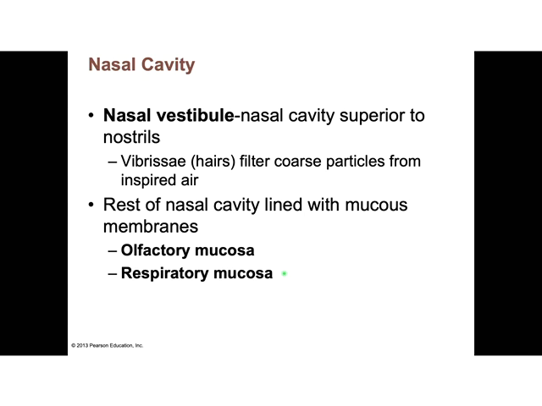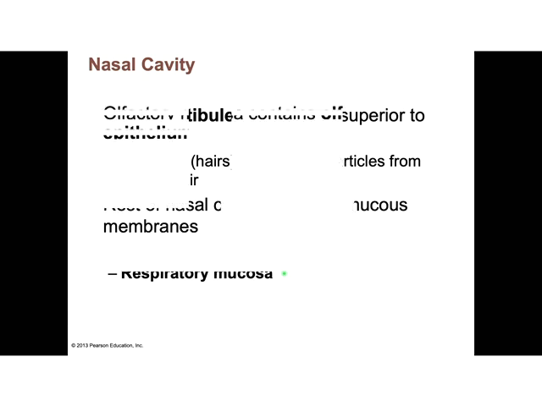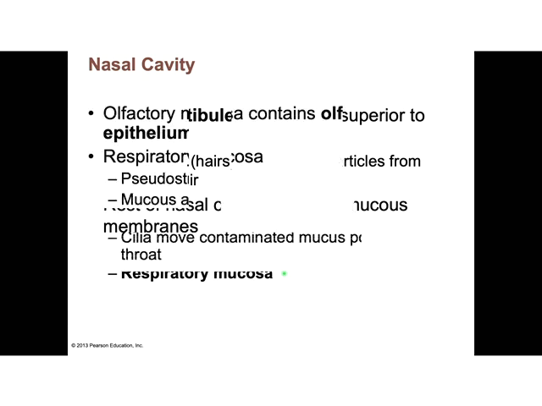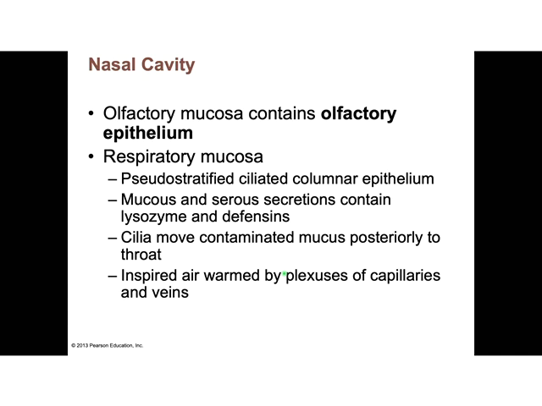Okay. Remember that the olfactory mucosa is unusual. It contains the first cranial nerve. It is the only nerve that regrows every day. Okay, so that's unusual among nerve cells. So the olfactory epithelium provides our sense of smell. The respiratory mucosa is pseudostratified ciliated columnar. Mucus and serous secretions have lysozyme and defensins in them, and the cilia move contaminated mucus back towards the throat. Inspired air is warmed by plexuses of capillaries and veins, and the sensory nerve endings are going to trigger sneezing.